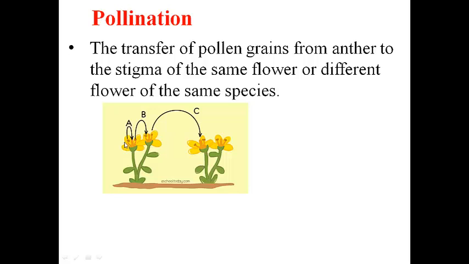So pollination out here means the transferring of pollen grain. This is anther. The transferring of pollen grain from anther to the stigma of the same flower, or the transferring of pollen grain from anther to the stigma of the different flower of the same species. These two flowers are of the same species, but they are different flowers, right? So the transferring happens here. Transferring of pollen grain happens here from anther to the stigma of the other flower. This is known as pollination.